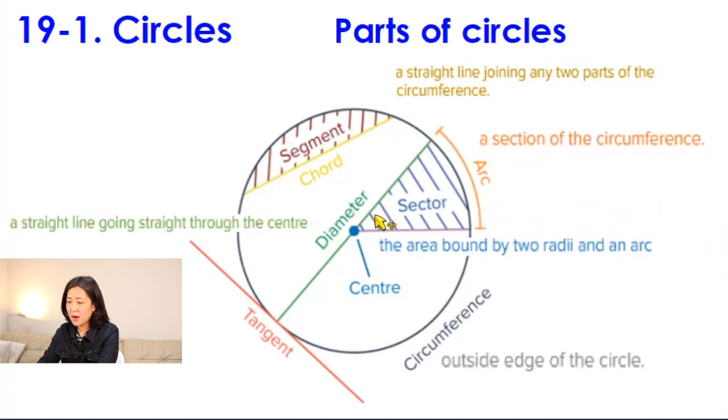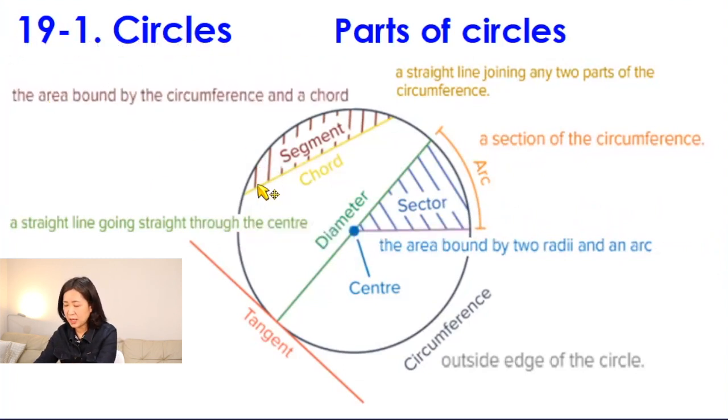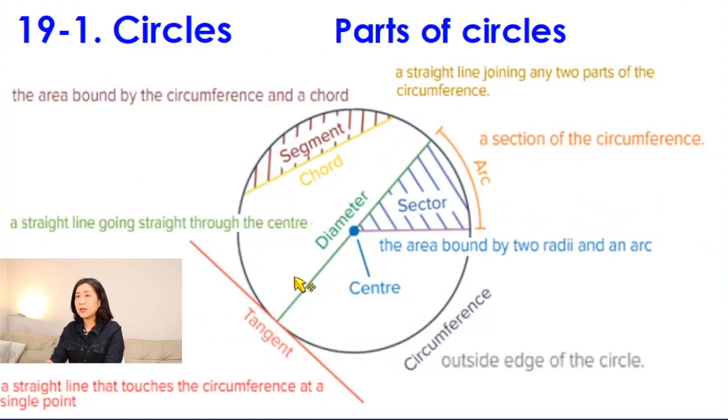And then there is another area called the segment. A segment is bounded by the circumference and a chord. Finally, there is a line outside of the circle, a straight line that touches the circumference at a single point, and this is called the tangent. Now these are all the parts of the circle, and I really want you to remember all of this clearly. So pause the video and memorize all the parts, and once you've done, play the video again.